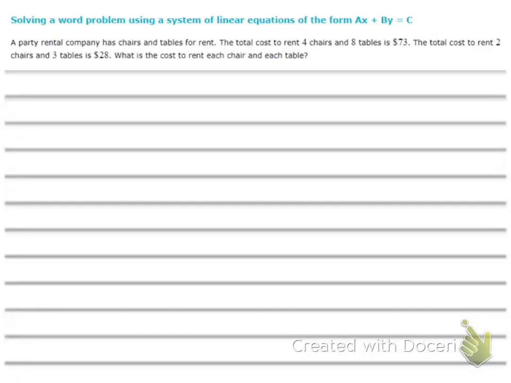We're going to look at solving a word problem using a system of linear equations that are of the form Ax plus By equals C. So we have a party rental company with chairs and tables for rent. It says the total cost for 4 chairs and 8 tables is $73. So that will give us this resulting equation.